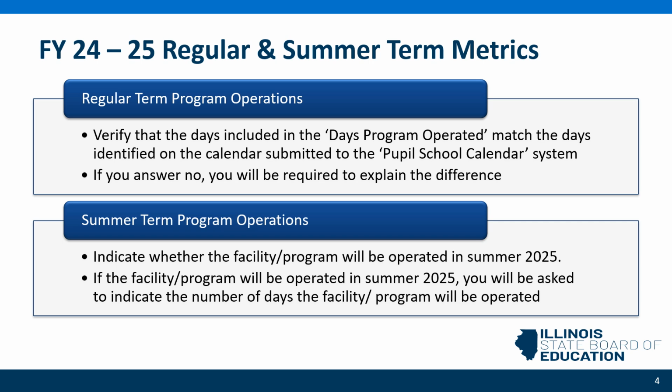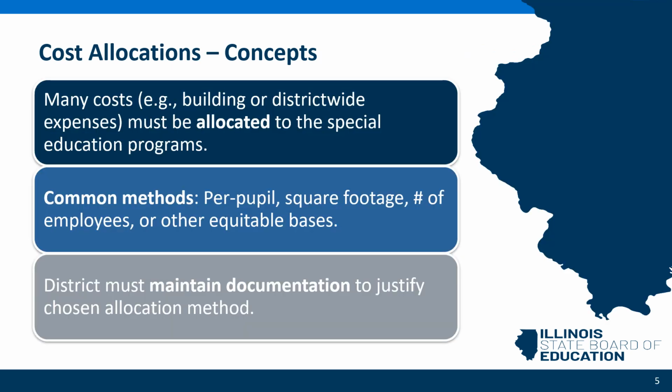For regular term, you'll verify that days program operated aligns with the calendar submitted to the pupil school calendar system. If there is a discrepancy, you'll need to explain why. For summer term, simply indicate whether your facility or program will operate during summer of 2025. If it will, you'll also report the number of days it is scheduled to run. These details help the Illinois State Board of Education track program operations and ensure accurate reporting across both regular and summer terms.